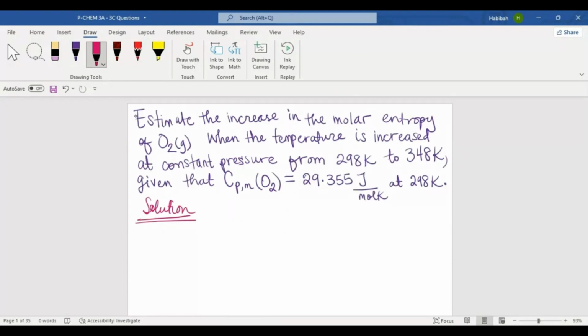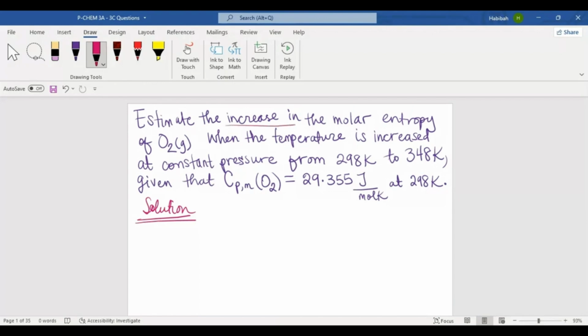Assalamu alaikum. Welcome everyone. Today we're going to be working on the question on the screen that says, estimate the increase in the molar entropy of O2 gas when the temperature is increased at constant pressure from 298 kelvins to 348 kelvins, given that the molar heat capacity at constant pressure of O2 gas is 29.355 joule per mole Kelvin at 298 kelvins.